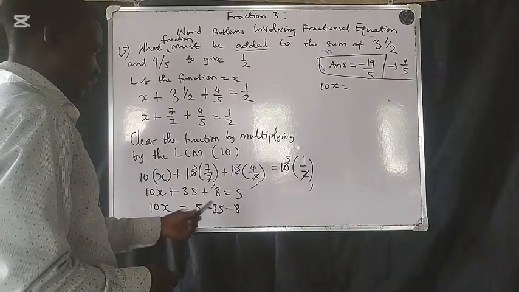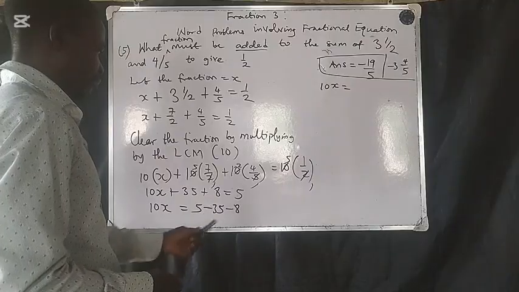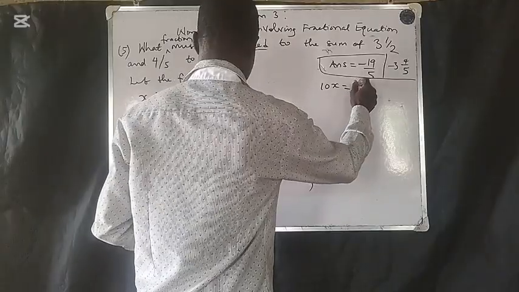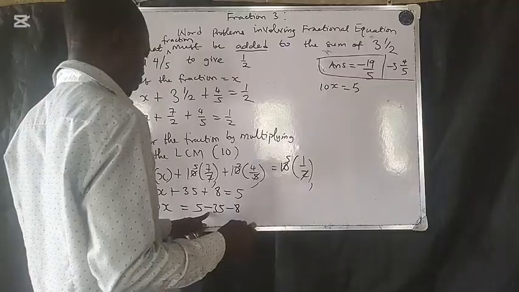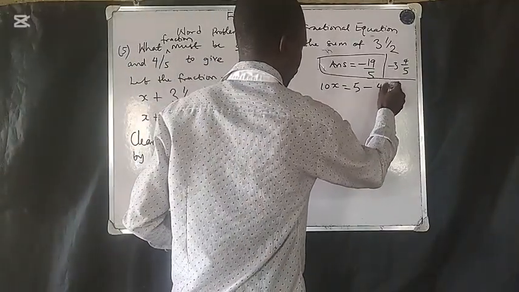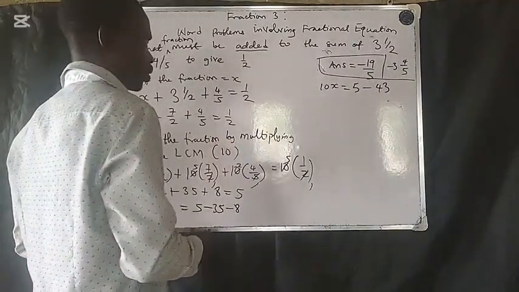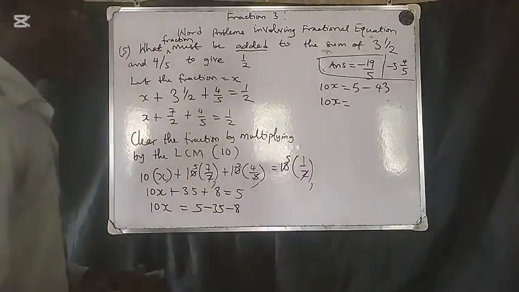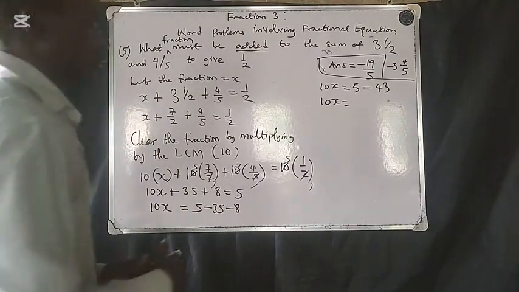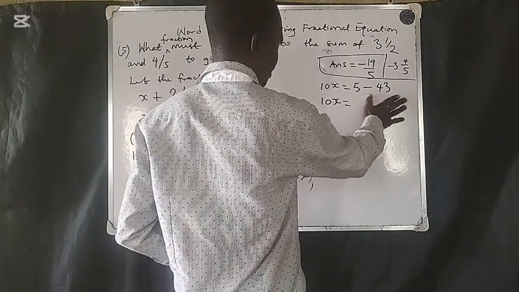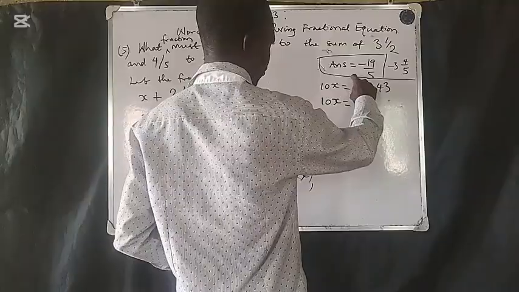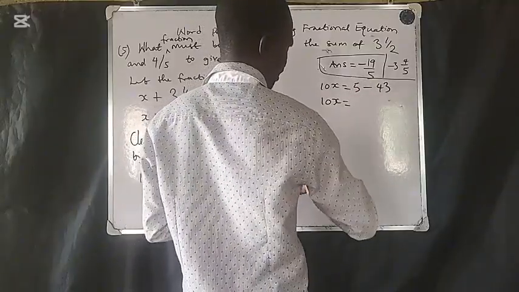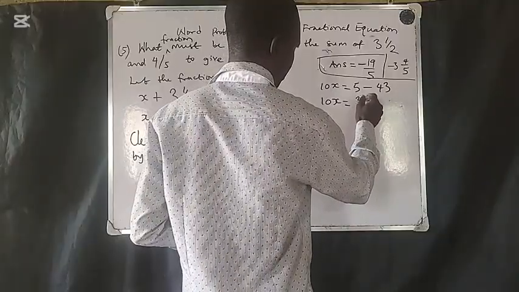Let's take minus as a debt. So minus 35 minus 8. Altogether, the total of this figure is 43, so minus 43. So you now have 10x equals 5 minus 43. This is a debt again; we are owing 43 and you have 5. So let's use 5 to reduce the debt, and that will remain 38.